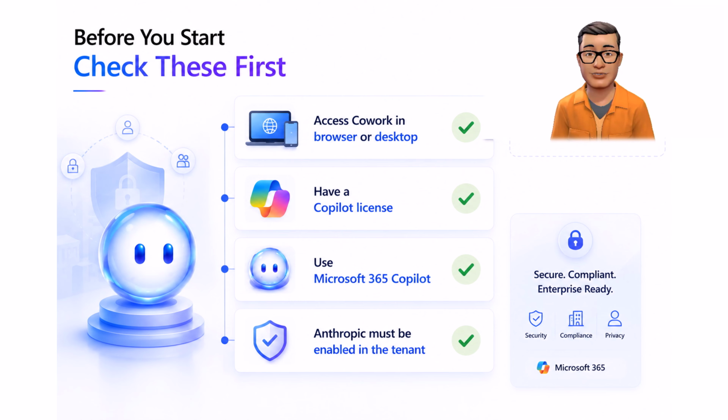Before jumping into Cowork, there are a few prerequisites. First, you need access to M365 Copilot. Cowork works through the M365 Copilot experience in the browser and in the M365 Copilot desktop app. You also need the appropriate Copilot license, and there is an additional tenant requirement, that is, Anthropic needs to be enabled because Cowork uses Anthropic models as a sub-processor.